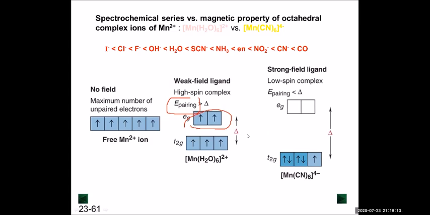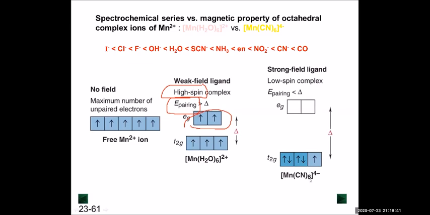If you compare the unpaired electrons, this complex has 5 unpaired d electrons. That's for the weak field. Since you have 5 unpaired electrons, this is called high spin, because there are more unpaired electrons, making them more attracted by the magnetic field.